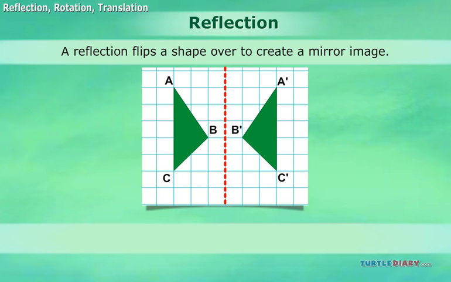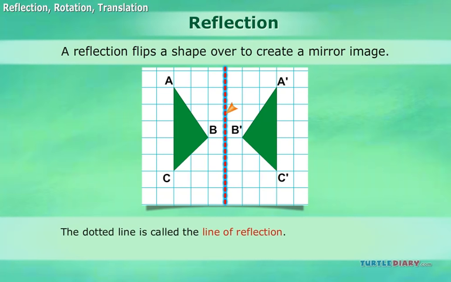Notice that the dotted line is called the line of reflection. It is also sometimes referred to as the axis of reflection or the mirror line.